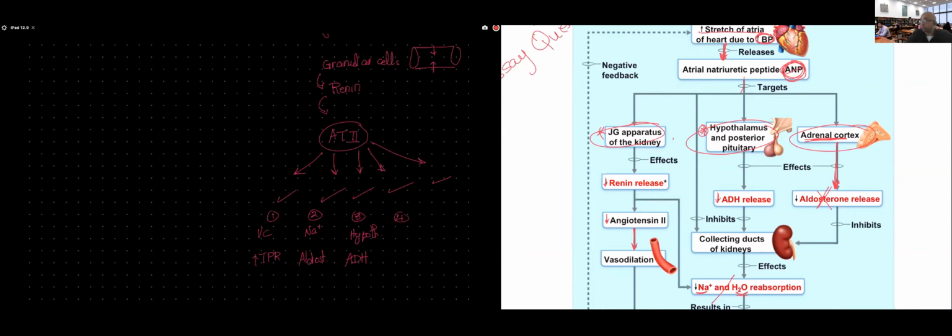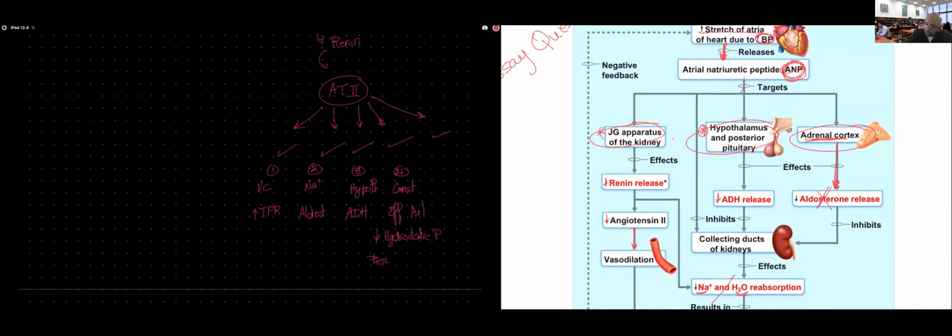The function number 4 for angiotensin 2, by which it increases the blood pressure, will be the constriction of the efferent arteriole, which will cause the decrease in the hydrostatic pressure of the peritubular capillaries that results in more reabsorption.